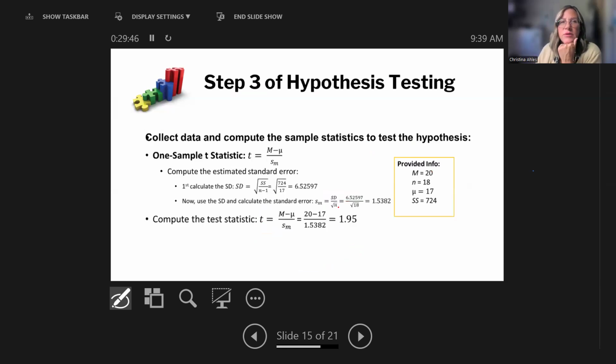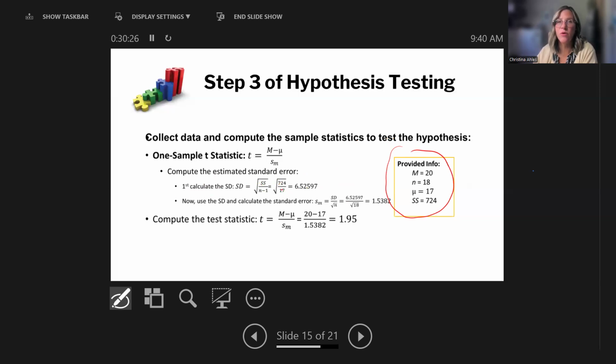Okay. So let's start calculating that test statistic because we already have the data collected. We just need to pull the data together. So I always create a legend, something like this, when I have information, so I know what I have to work with and I can just plug and chug at that point. So our test statistic is the sample mean minus the population mean divided by the estimated standard error. So we're going to calculate the standard deviation so that we can get to the standard error. So that's sums of squares divided by the degrees of freedom, which is n minus 1.